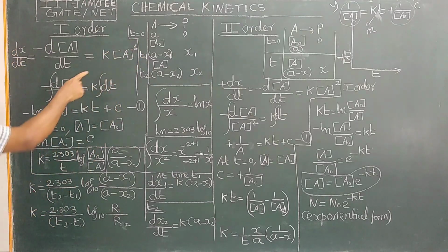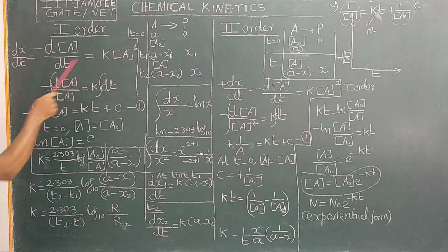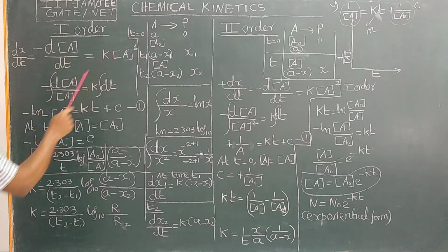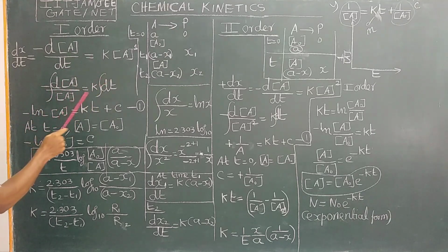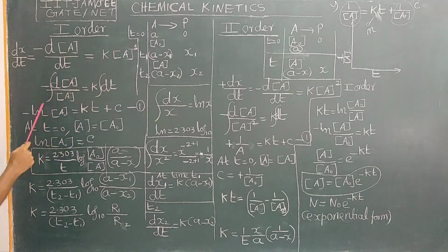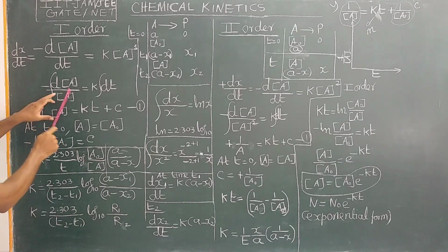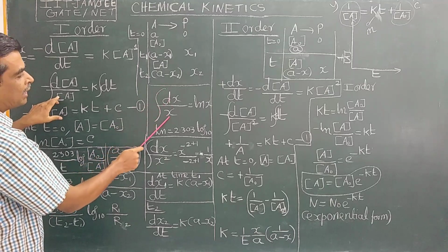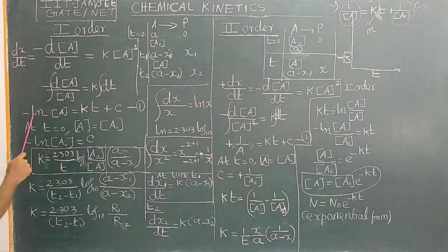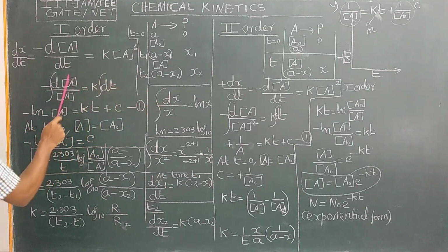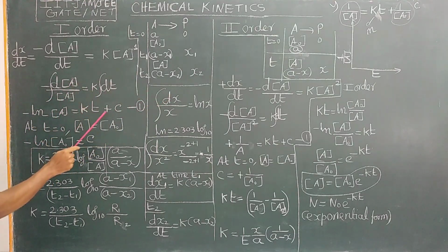Now let us rearrange this equation. You bring A here and dt here. Therefore, on integration, minus dA by A equal to K dt. On integration, according to the integration formula, dx by x equals natural logarithm of x. Therefore minus ln A, here x is A, equals kt plus c.